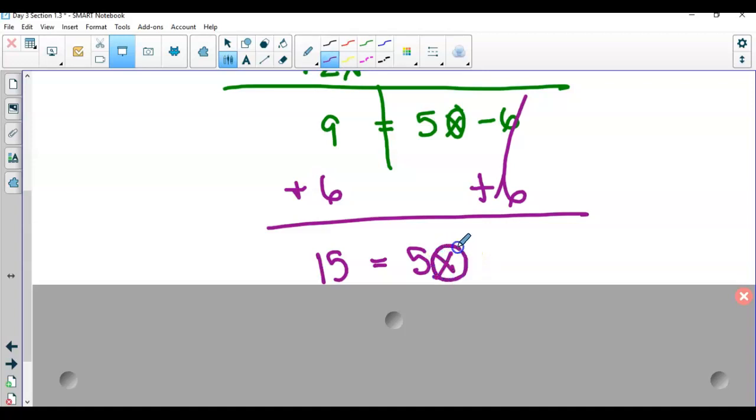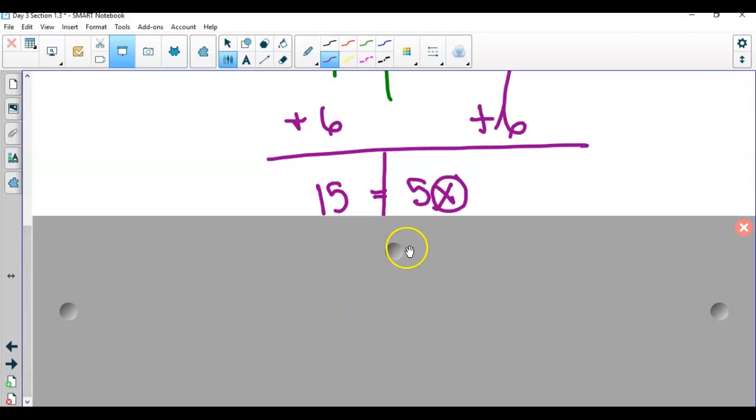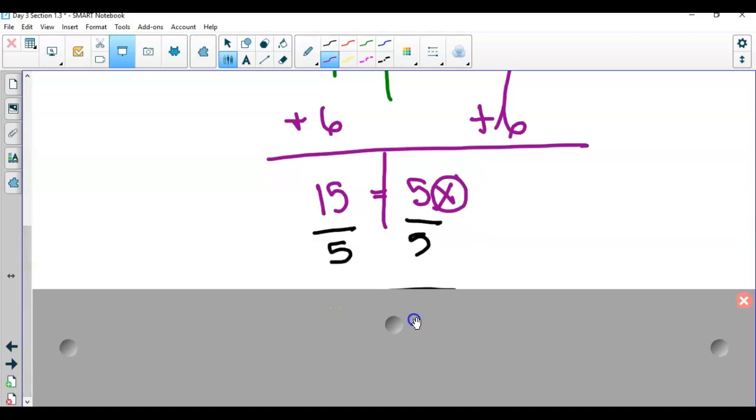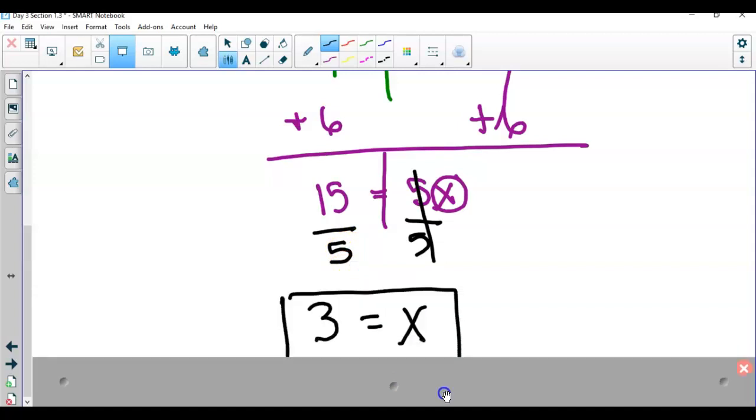Again, I need x by itself on this right side of the equal sign. And I need to get 5 to the left side by doing the opposite operation. The opposite operation of multiplication of 5 is division of 5. So I'm going to divide each side by 5. And then I'm left with 15 divided by 5, which is 3. X is equal to 3.